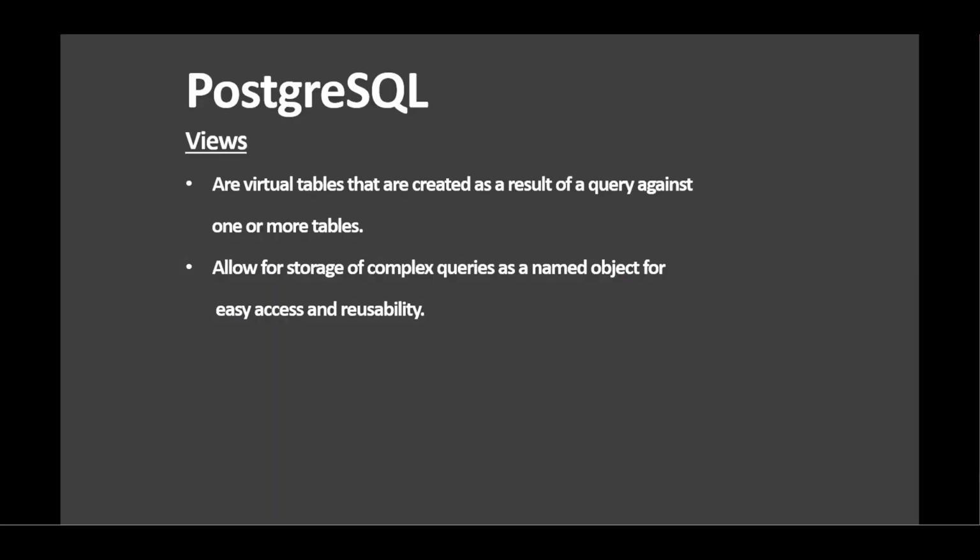What are PostgreSQL views? They are virtual tables that are created as a result of a query. They also allow you to store complex queries as a named object for easy access and reuse. But one important item to keep in mind is views do not store data themselves, but they do represent the result of a query executed against one or more tables.